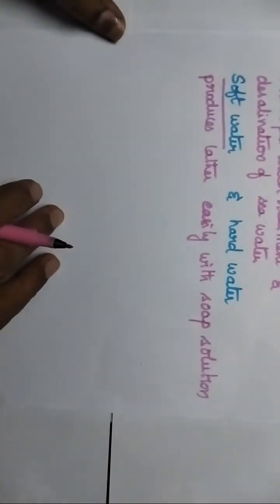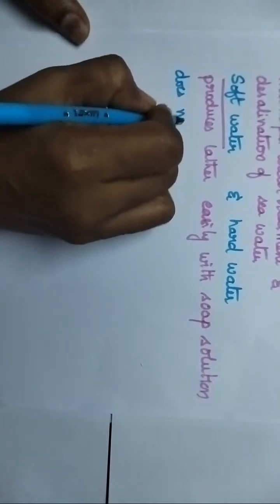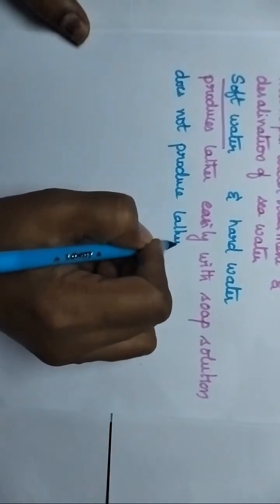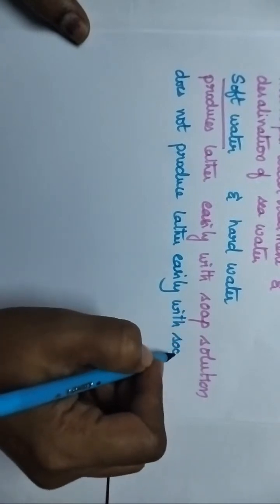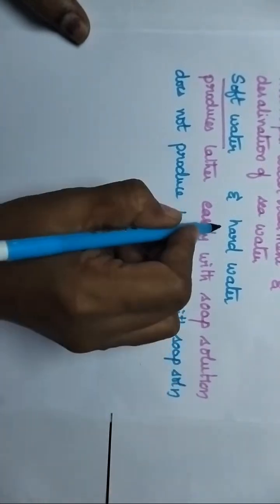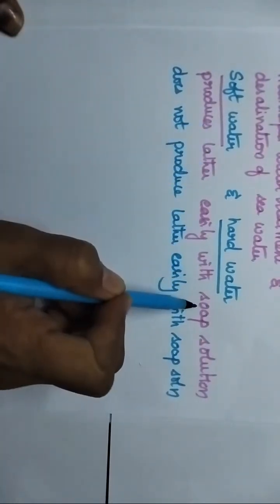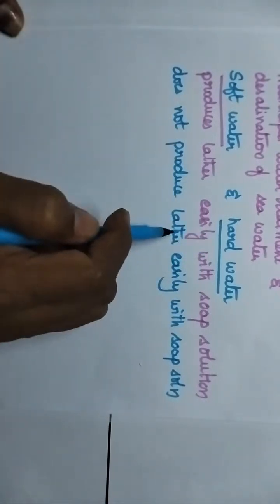On the other hand, water which does not produce lather easily with soap solution is called hard water. So, here what is our point of interest? Why soft water produces lather immediately with soap solution, whereas hard water does not produce lather easily with soap solution.